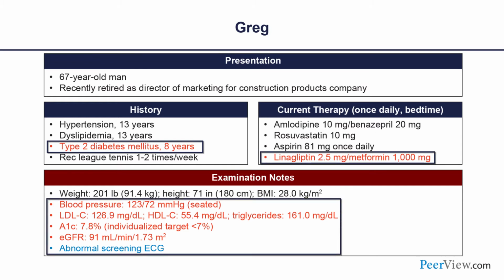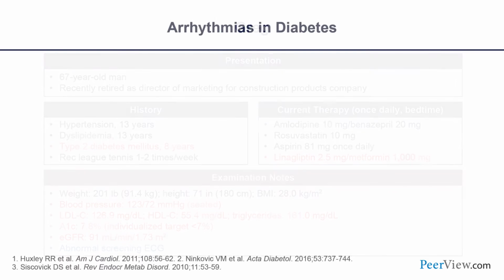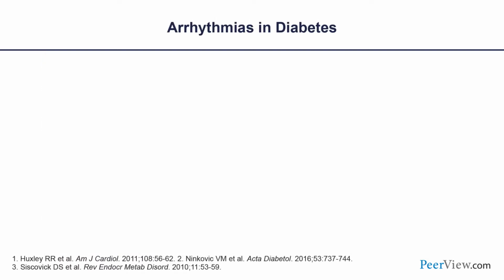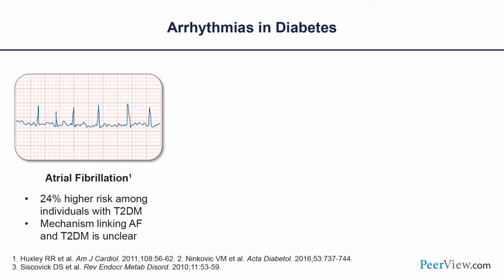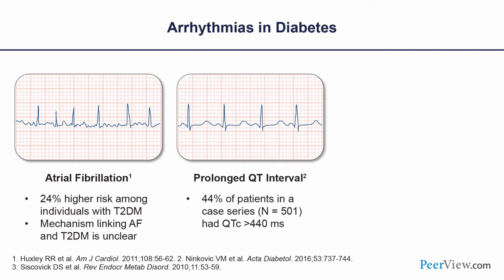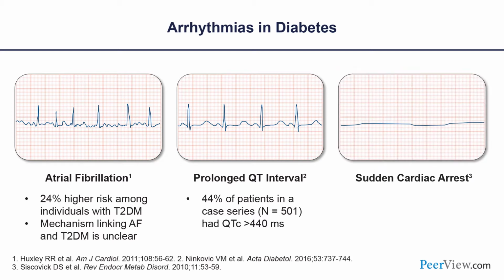1, is his blood pressure adequately controlled? 2, what are the abnormal ECG findings that will guide us how to approach the management of this patient? 3, is the management of diabetes optimal with the use of linagliptin-metformin combination? Arrhythmias are actually pretty common in patients with diabetes. There's a 24% higher risk among individuals with diabetes to develop atrial fibrillation. Moreover, prolonged QT interval is associated with sudden cardiac death, and patients with diabetes tend to have a longer QTc. And also, a higher risk of sudden cardiac death in patients with diabetes has been reported.